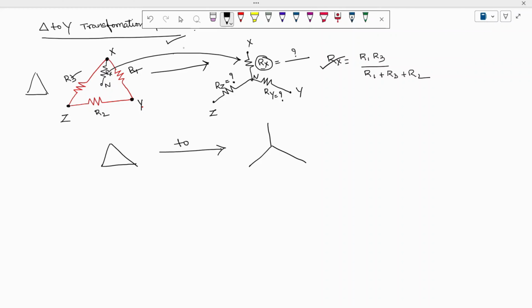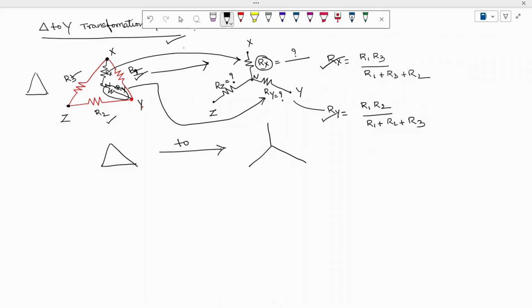Now we need to find the next black color resistance where red color values are given. Let us mark this value as Ry. So what is the value of Ry? Ry is equal to, you see this black color resistor is connected to this point. To this point, what are the resistors connected? One is R1 and the next one is R2. So the product of these two resistors, R1 R2, divided by R1 plus R2 plus R3 is the value of Ry.